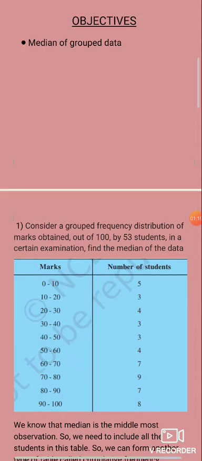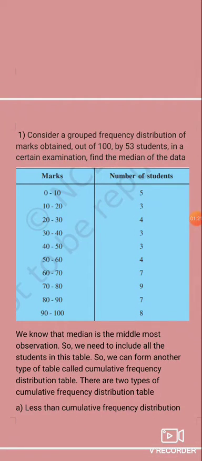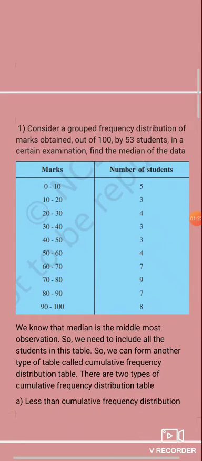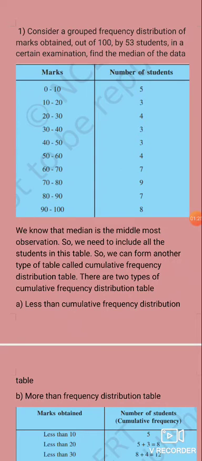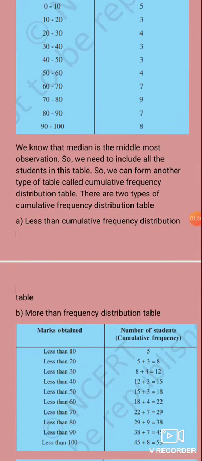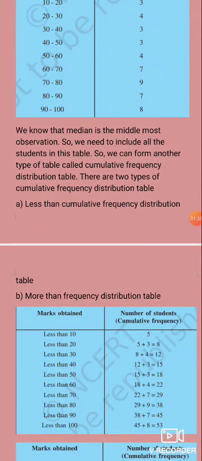The tables are called, first one is less than cumulative frequency table. The next one is more than cumulative frequency table. So for the calculation, that is to find out median, you can select only one table. But to form the table, the method, listen carefully. First one is less than cumulative frequency table. So when we consider the less than cumulative frequency table, we always take the upper limits. So less than cumulative frequency table, we always take what?